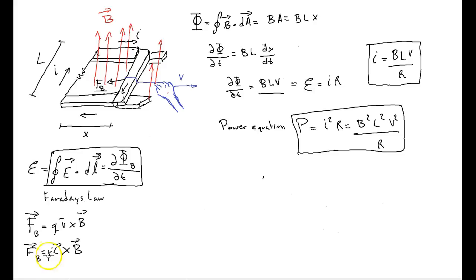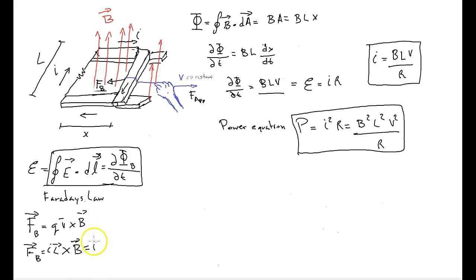So as you pull this thing through the field, current begins to flow through it. That current, that moving charge, interacts with the field, creating a force that is a drag force. So if you're pulling this with a constant speed, then the force that you apply, F applied, must be equal to this force. And the magnitude of it is just I, L, V. Agreed?